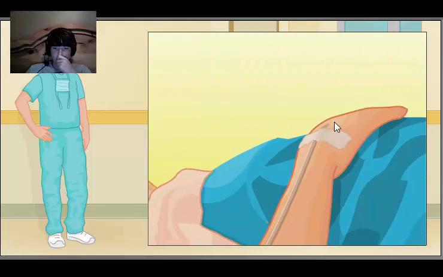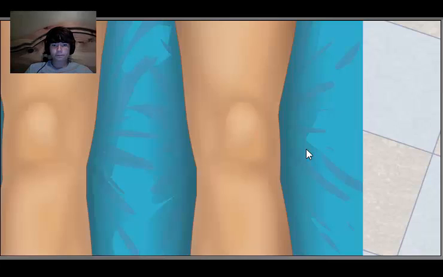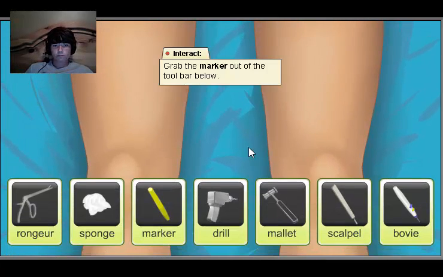The nurse has begun prepping our patient for surgery by placing an IV needle in his right hand. Now it's your turn. Use the marker and write your initials on the proper knee to be operated on. You say write my initials? Silly, but it's an actual step taken to prevent wrong site surgeries.